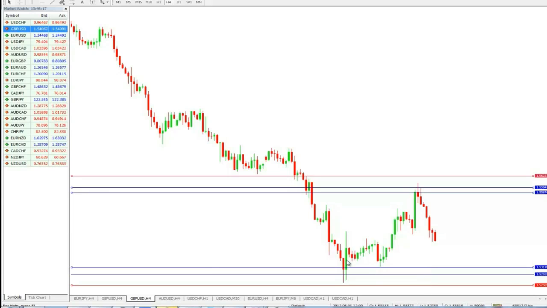This is a 4-hour chart, so it gives you a bigger picture. You can wait until you get this turn, and you can technically use our information with a technical chart to enter along there as a trade.